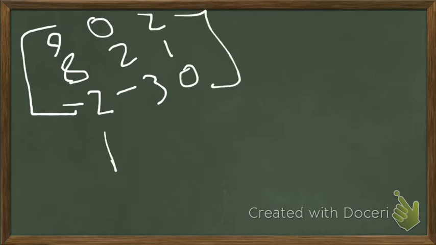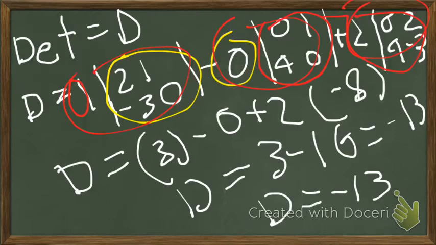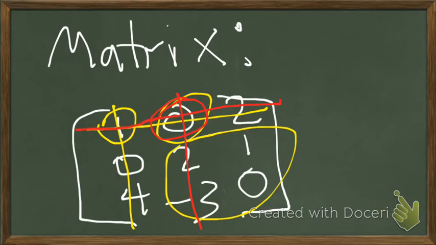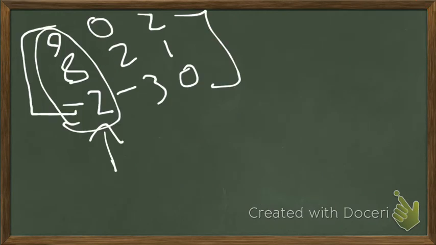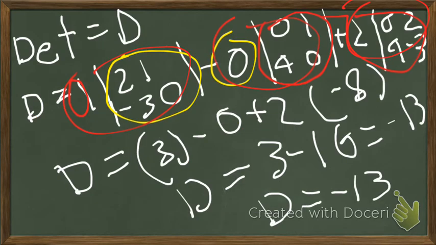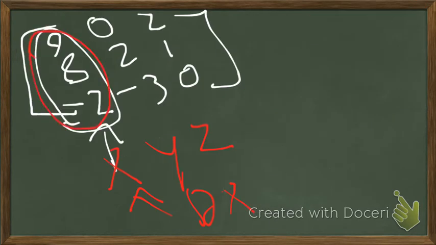And the reason this is a different matrix, 9, 8, and negative 2, is because if you go back here, 9, 8, and negative 2 are on the right side of the equation. Since you're working with dx, you have to substitute them into the x column. So that's the matrix. And so you start by solving.